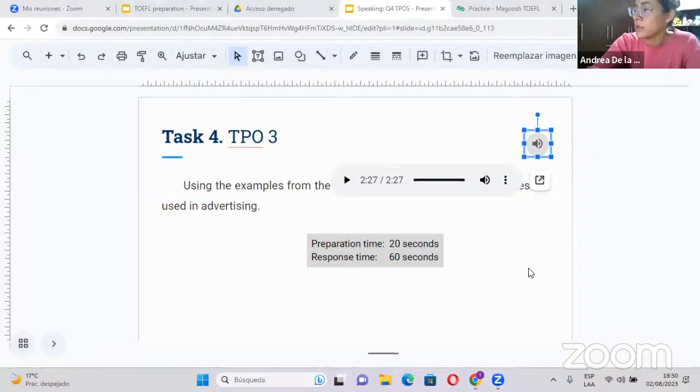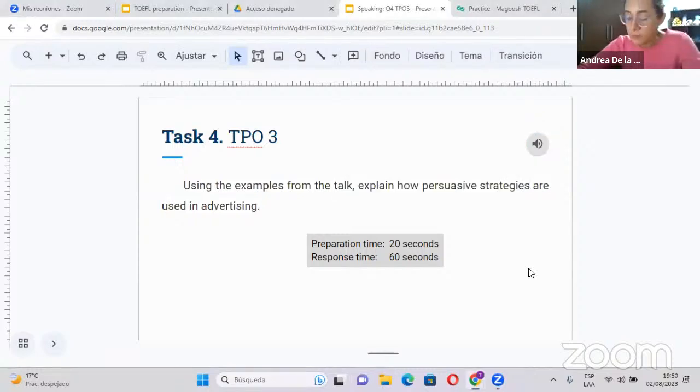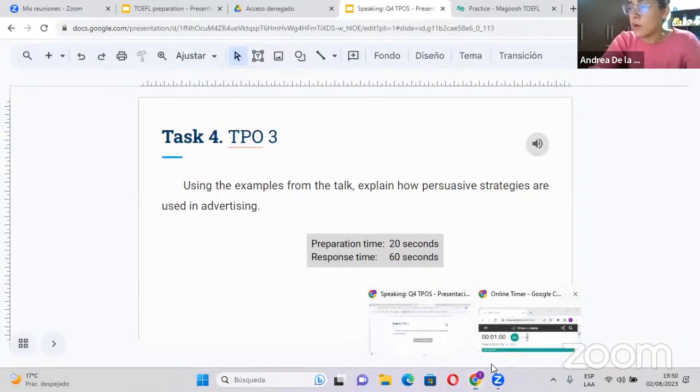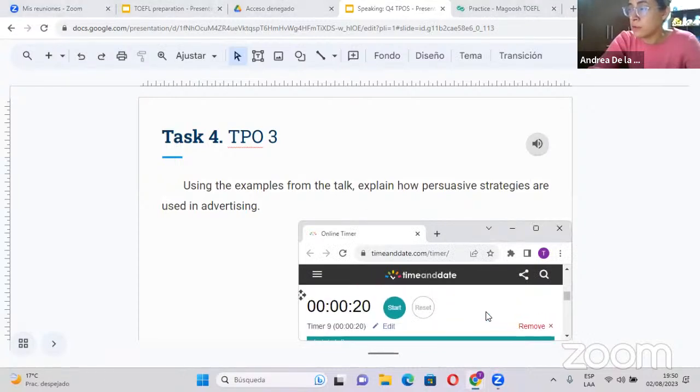Okay. So, using the examples from the talk, explain how persuasive strategies are used in advertising. You will now have 20 seconds to prepare your responses.